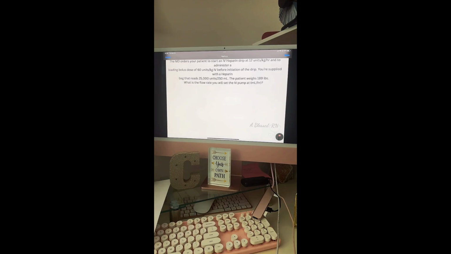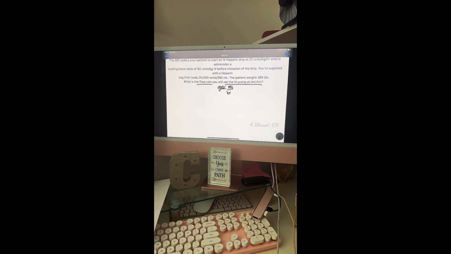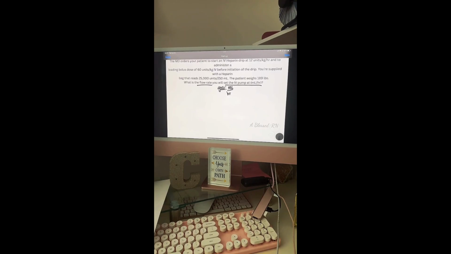Okay, so we're looking for milliliters per hour, right? Okay, so my goal is milliliters per hour, right? So this is just asking what is the flow rate you will set the IV pump at in milliliters per hour. So usually it'll ask you to find the bolus. This one did not ask us to find the bolus. We just want to know what we will set for our flow rate for our IV pump, okay?